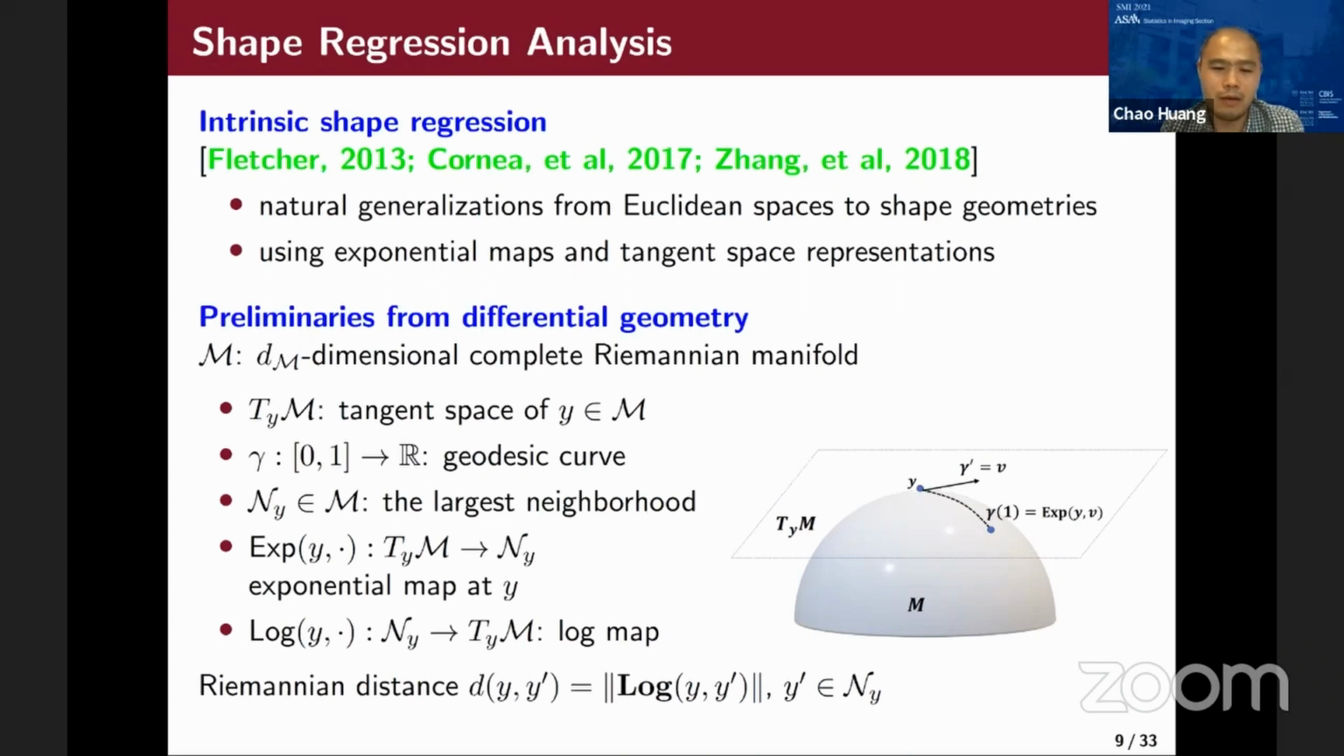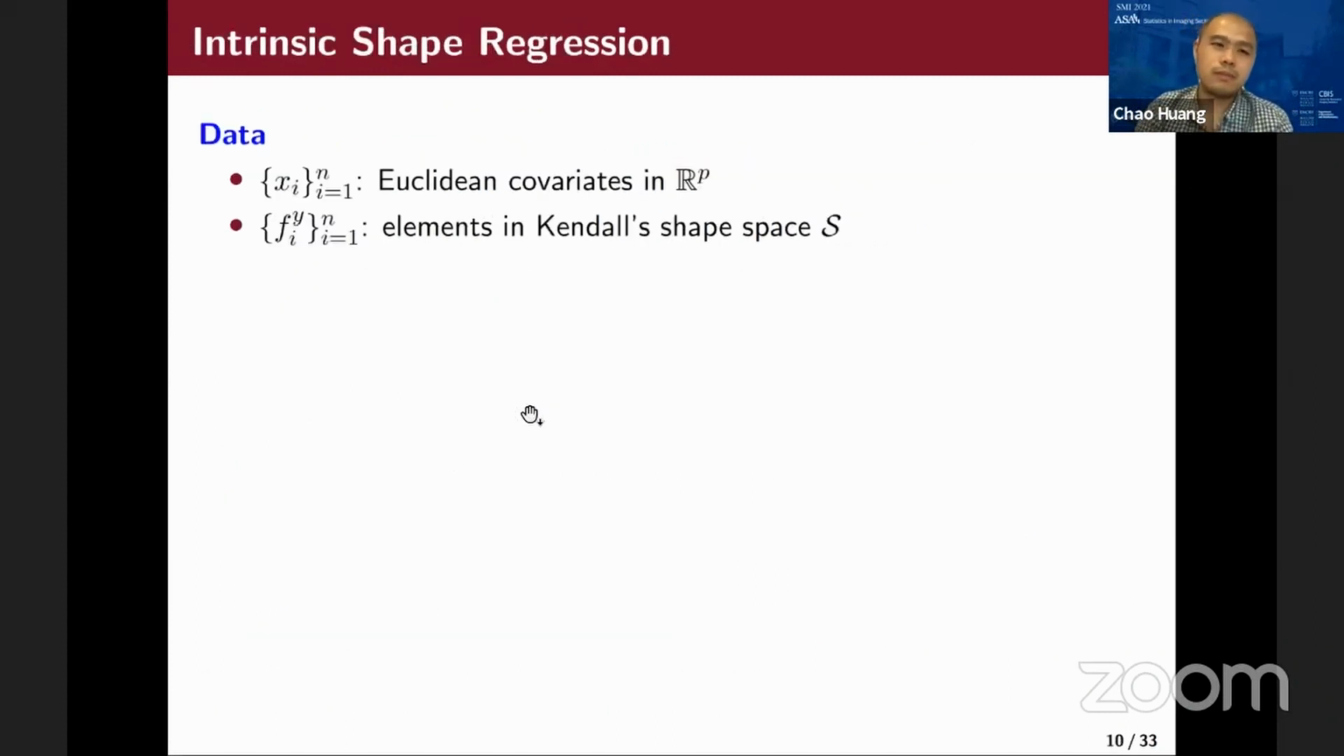And also we have this log map, which we call the inverse exponential map, which puts the point from the manifold back to this tangent space. And based on the definition of this log map, we can define the Riemannian distance, which is defined in this way. Okay, I just wanted to give you a quick run through all these preliminaries in differential geometry.